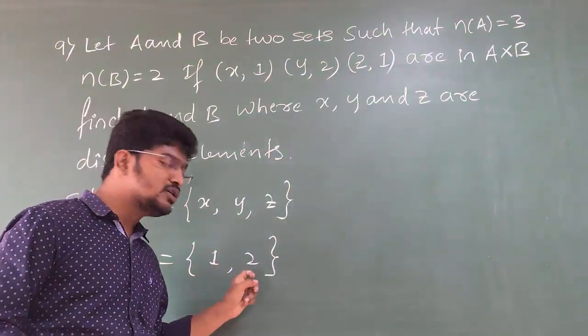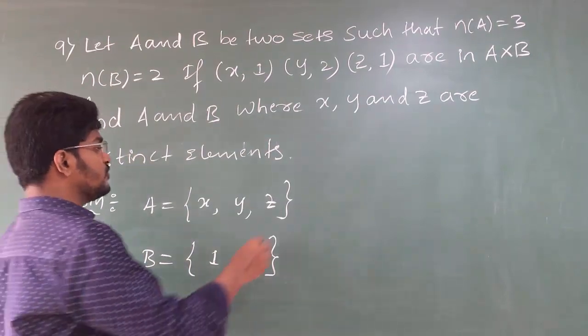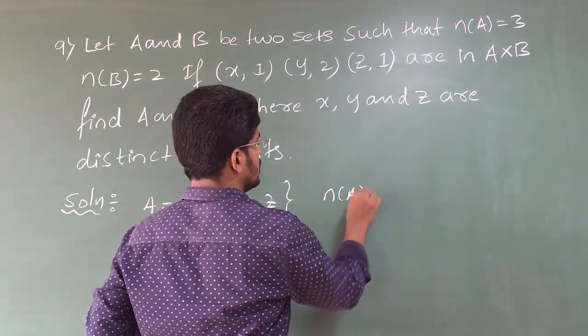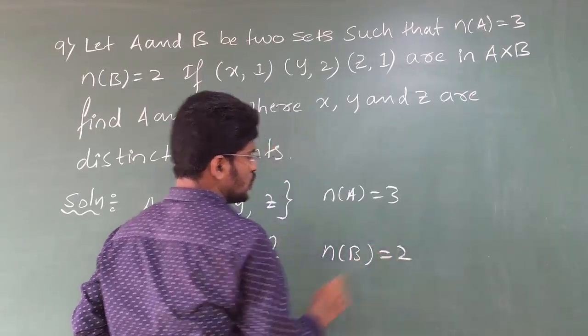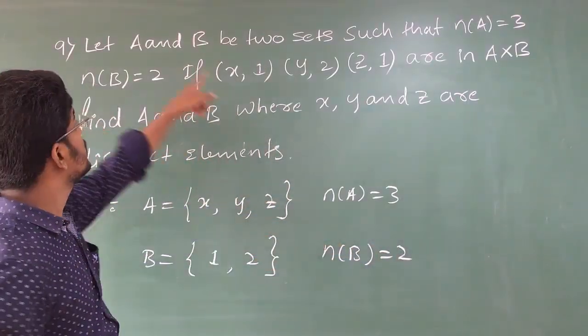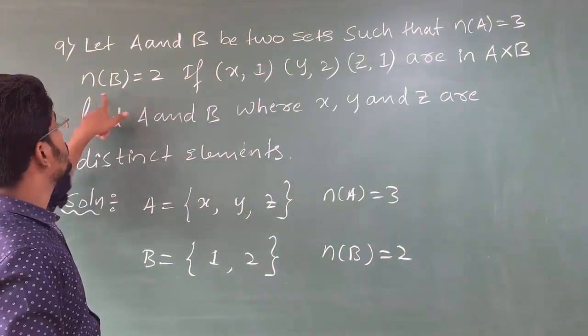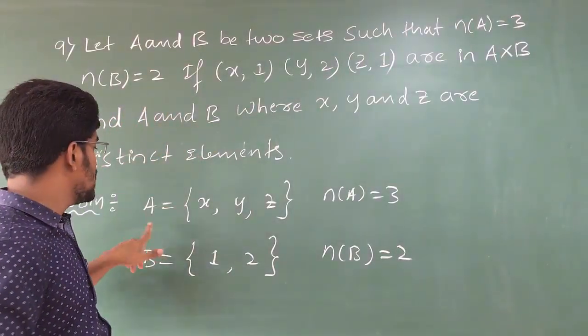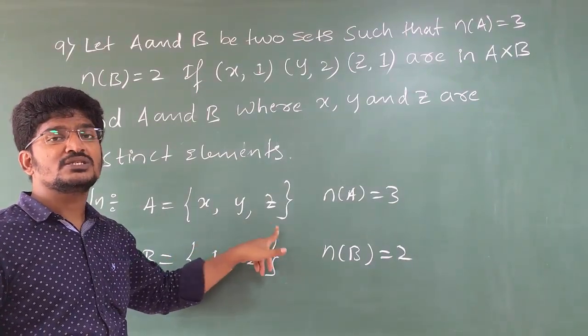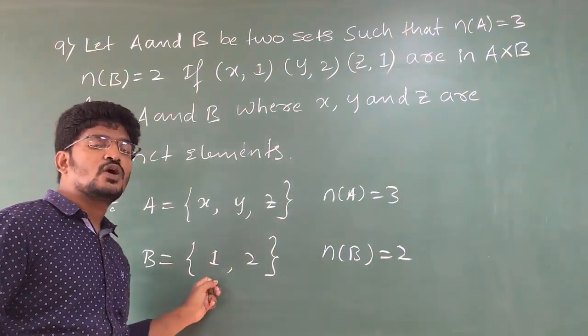So 1, 2. See here, n of A is 3, n of B is 2. This is already given in the question. n of A is 3, n of B is 2. What are they asking? Find A and B. So A is the set of x comma y comma z, B is the set of 1 comma 2.